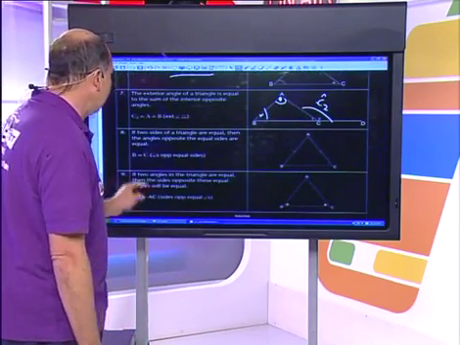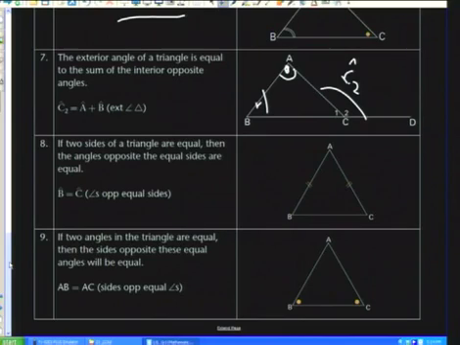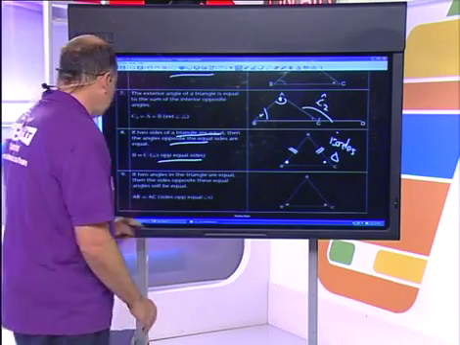I'm coming to the second to last thing now: if two sides of a triangle are equal, then the angles opposite the sides are equal. So if these lines, which we show as double lines there, those two lines are equal, then we can say those two angles are equal. This is for an isosceles triangle, and we can refer to that as angles opposite equal sides. Got that? Very important for triangles.